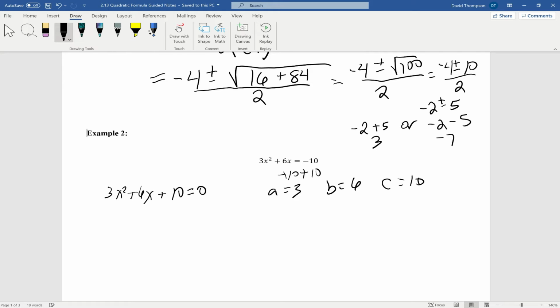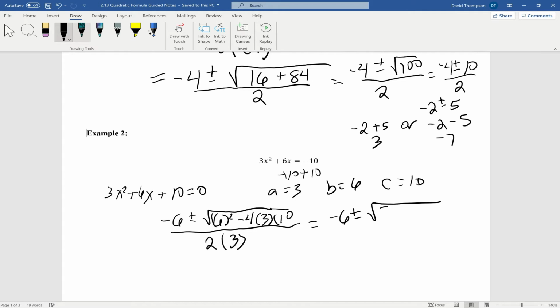Plug everything into the quadratic formula. So it's going to be negative 6 plus or minus the square root of 6 squared minus 4 times 3 times 10, all this over 2 times 3. Simplify the radical. So negative 6 plus or minus the square root of 36, 4 times 3 is 12, times 10 is going to be 120, all this over 6.